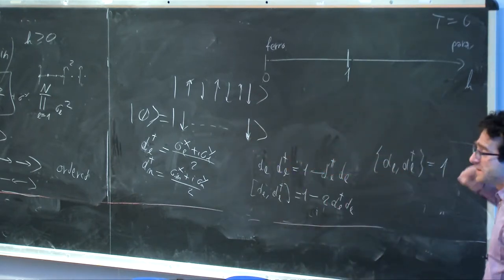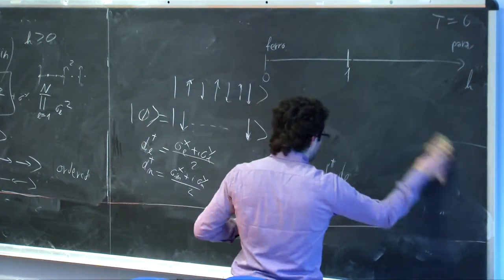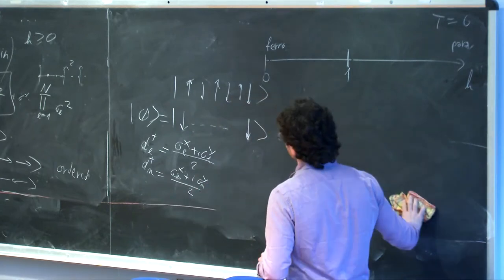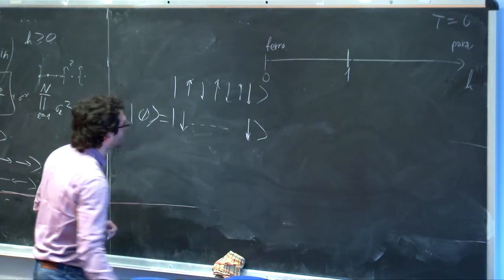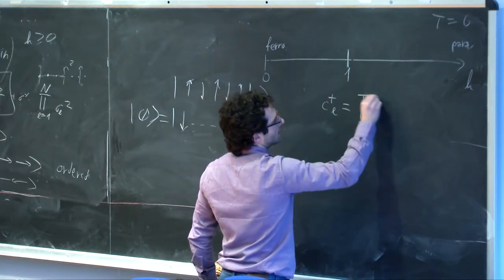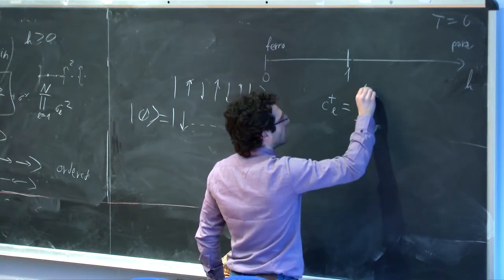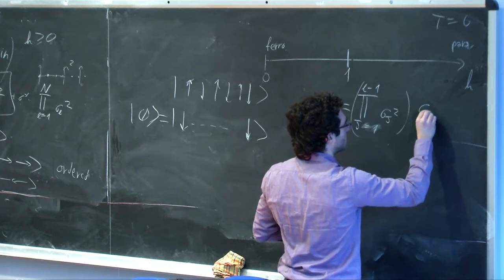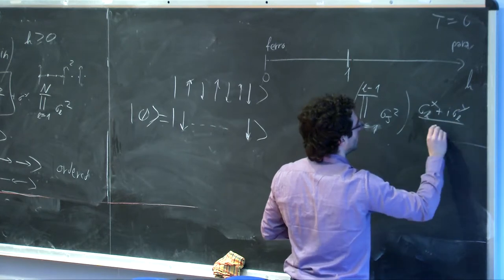How can we fix this problem of algebra? Actually, it's kind of simple. It was discovered by Jordan and Wigner. The idea is to consider this operator, c†_L, which is equal to the product for j smaller than L, so j from 1 to L minus 1, of sigma^z_j, everything times (sigma^x_L plus i sigma^y_L) divided by 2.